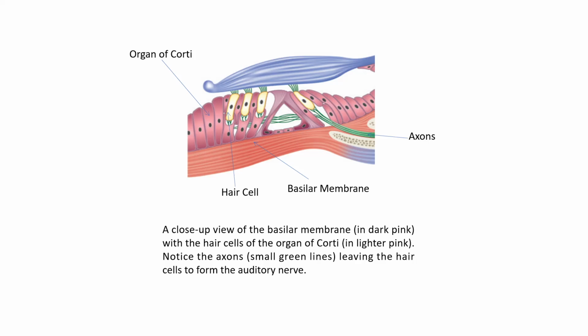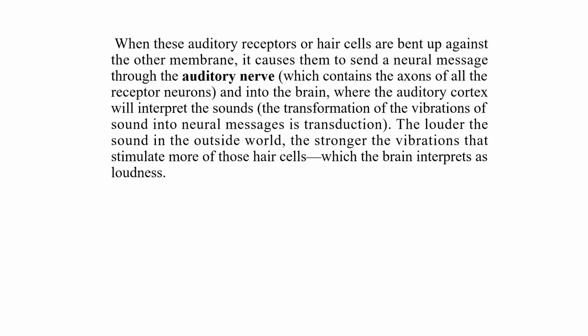This is the picture of the organ of Corti and hair cells. A close-up view of the basilar membrane in dark pink color with the hair cells of the organ of Corti in lighter pink color. Notice the axons leaving the hair cells to form the auditory nerve. When these auditory receptors or hair cells are bent up against the other membrane, it causes them to send a neural message through the auditory nerve, which contains the axons of all the receptor neurons, and into the brain.